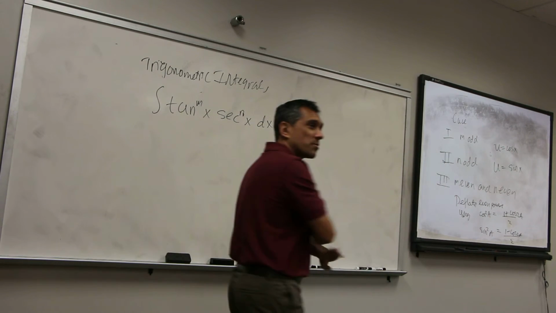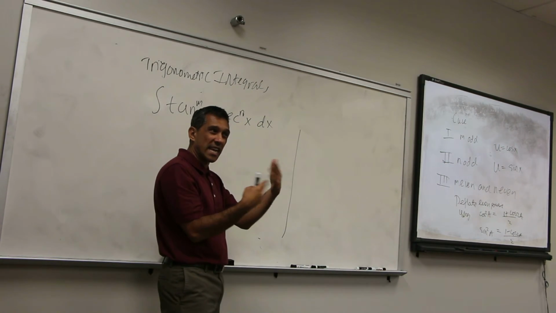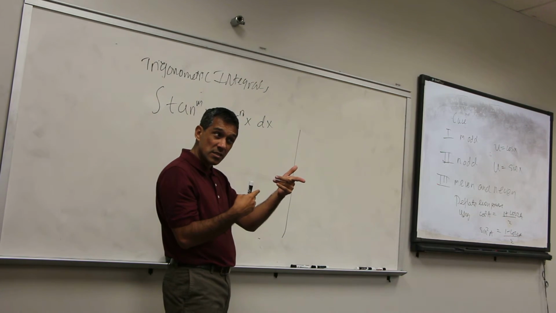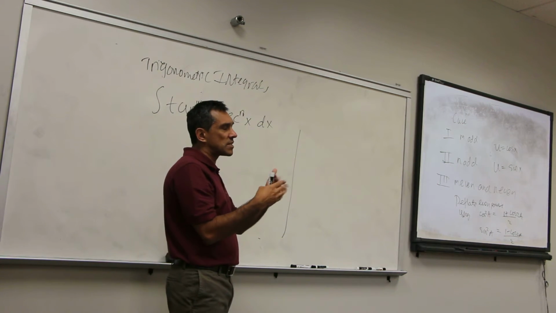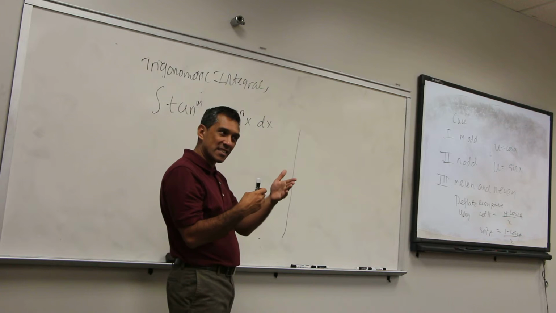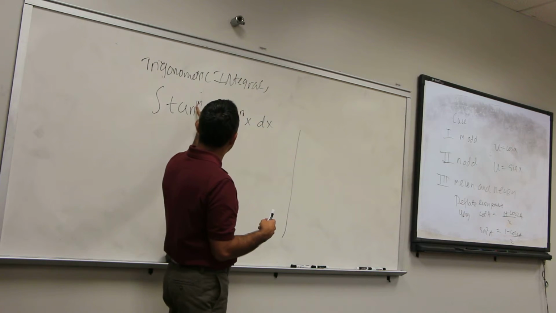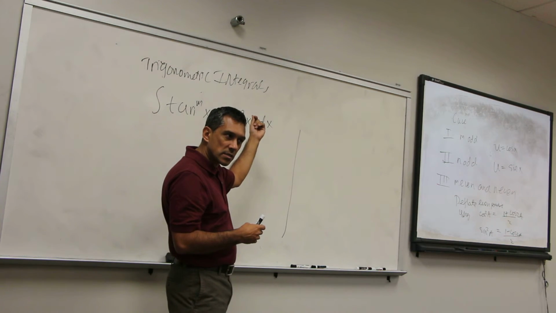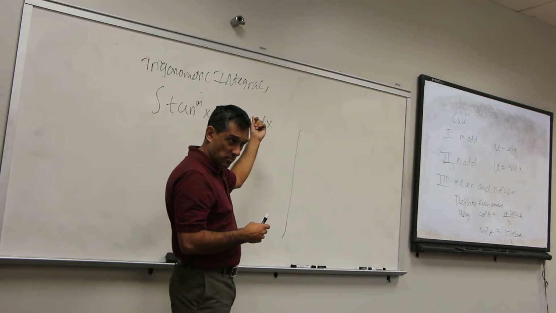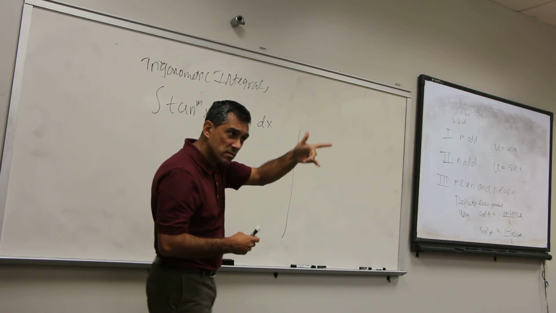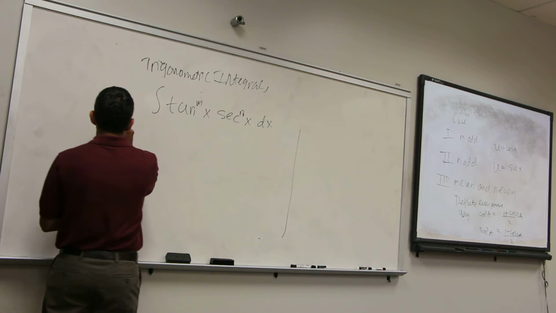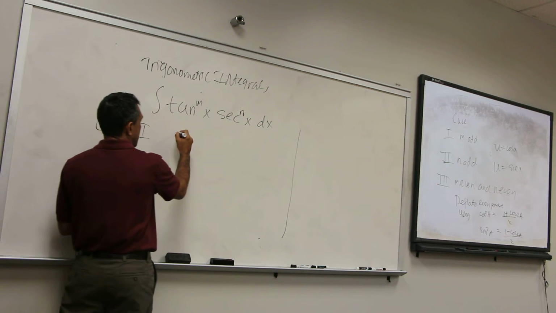Of course, it will also depend on, because when you differentiate the tangent, you will get the secant squared. And when you differentiate the secant, you will get secant tangent. So it will depend on the powers here, whether they are odd or even. So there are again 3 cases. The first case is n is even.